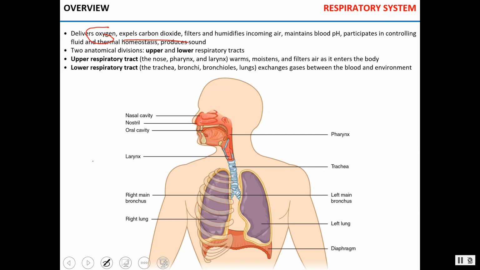There are two anatomical divisions to the respiratory system: the upper respiratory tract, that consists of the nose, pharynx, and larynx. The upper respiratory tract warms the air, moistens it, and filters the particles out of the air as the air enters the body. The lower respiratory tract, that consists of the trachea, bronchi, and lungs, participates mostly in gas exchange between the blood and the environment.